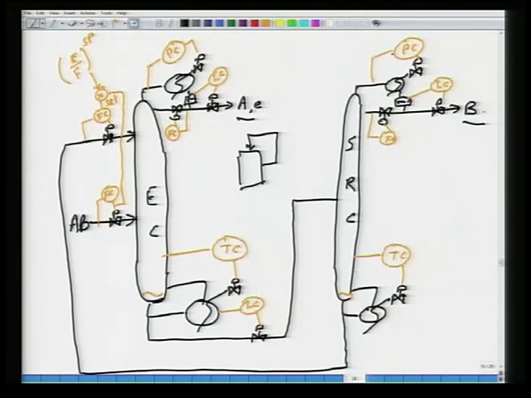Of course, there is some amount of loss here, very small loss here, very small loss here. These losses need to be compensated by a makeup stream. This is not something that we will use for continuous operation. This is a makeup entrainer.